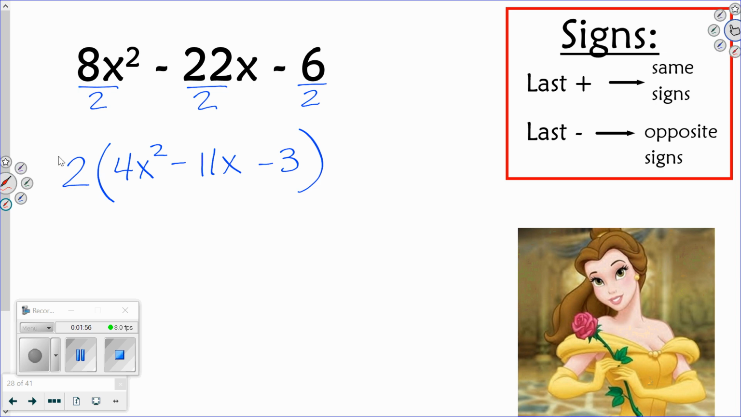So options for A, we have 1 and 4, 2 and 2, and then options for 3. Not many options, which is good. I'll bring down baby brother right away so I don't lose him. My last sign is negative. How do you multiply to get a negative? Positive and a negative.